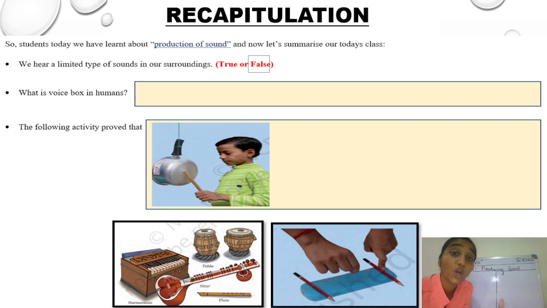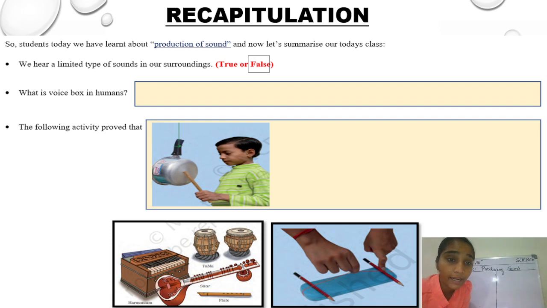Okay, and students, what is the voice box in humans? What is the voice box? Yes, the voice box is the part of the human body which is responsible for the production of sound. Okay. And students, what is the voice box also known as? Yes, it is called the larynx. The new word which we have learned today is larynx. Very good.